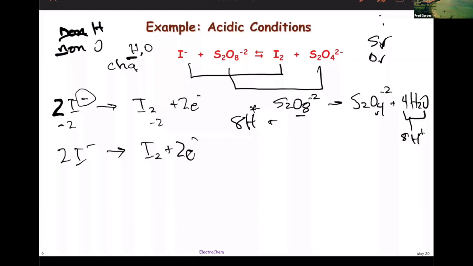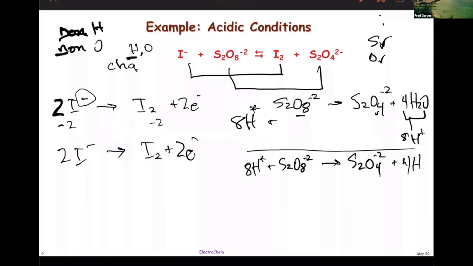Okay, let me rewrite this. So I have 8 H plus, S2O8 negative 2 goes to S2O4 negative 2 plus 4 waters. What you will see at this point is that everything balances except the charge.